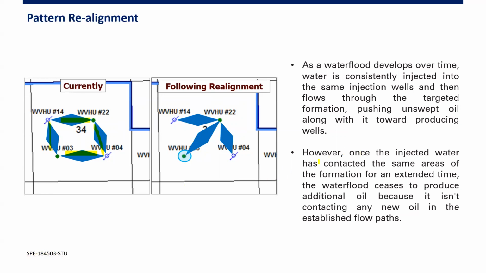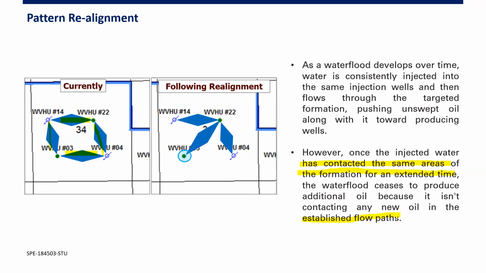However, once the injected water has contacted the same areas of the formation for an extended time, which occurs every day in waterflood, we inject the water for an extended time, the waterflood ceases to produce additional oil because it isn't contacting any new oil in the established flow path. So what I called earlier as connection, that's basically the established flow path, and the water will tend to flow towards or through that established flow path. The water will rarely try to find a new flow path.